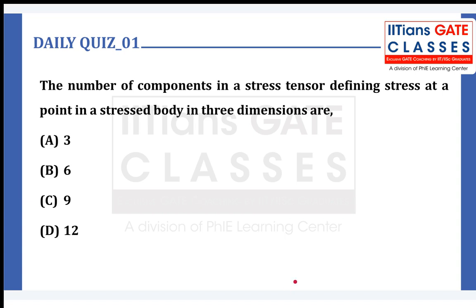So here is the first question. The number of components in a stress tensor defining a stress at a point in a stressed body in three dimensions are. Now this is a very easy question. The question could have been tweaked a little bit to make it more interesting and tricky, and we are going to see both of them.